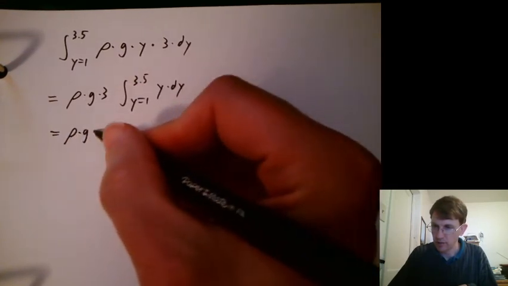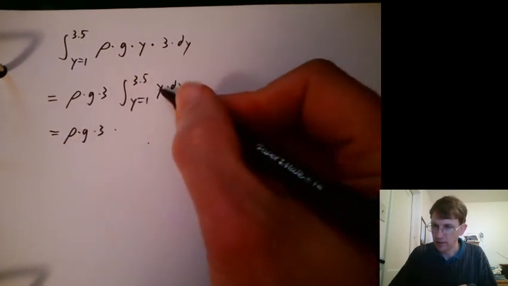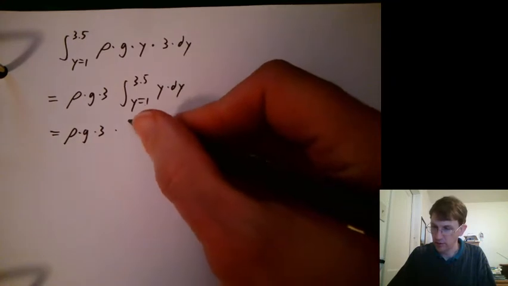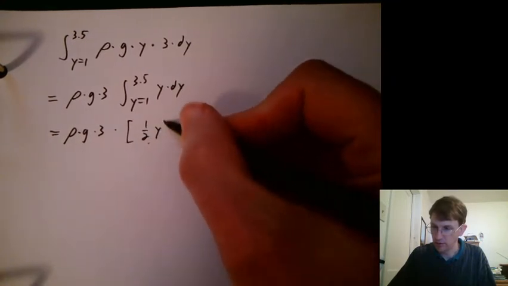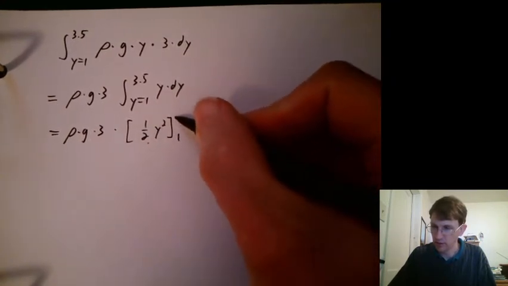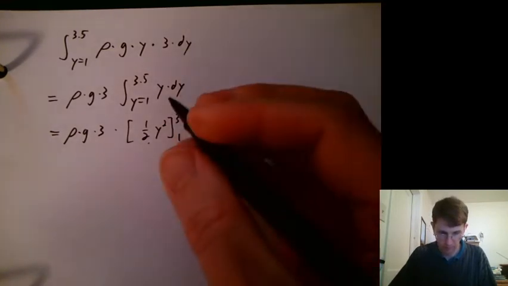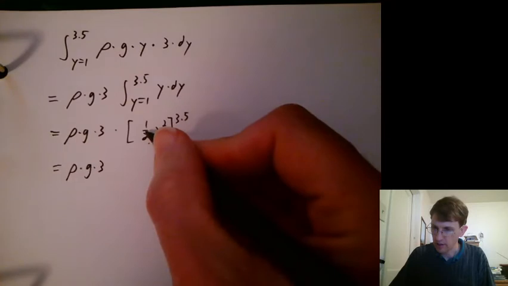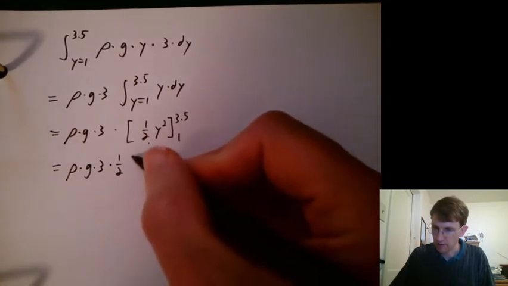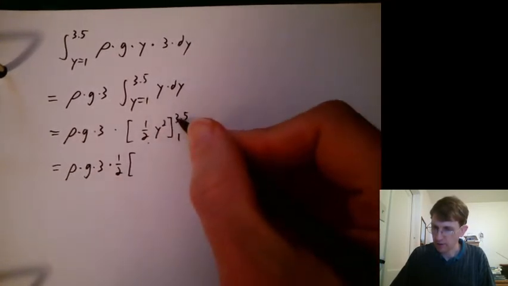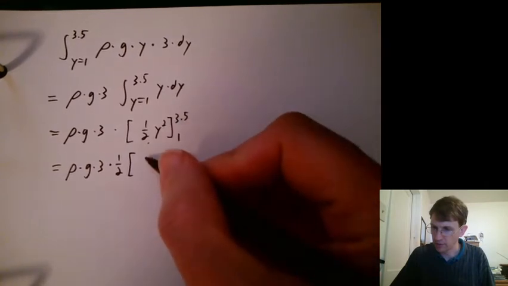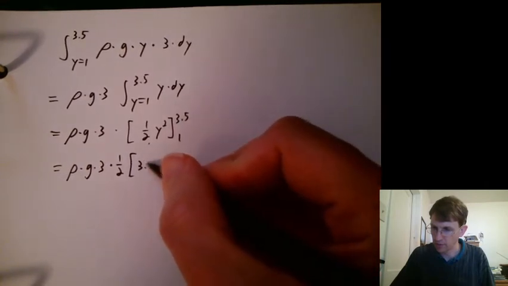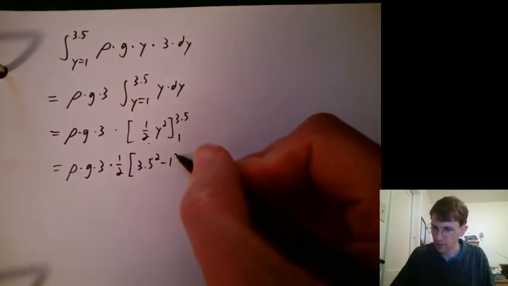Again, that's rho times g times 3. What's the integral of y? It's just 1/2 y squared from 1 to 3.5. So again, that's rho times g times 3. I can move the 1/2 out and just plug in the 3.5 for y, so we get 3.5 squared minus 1 squared.